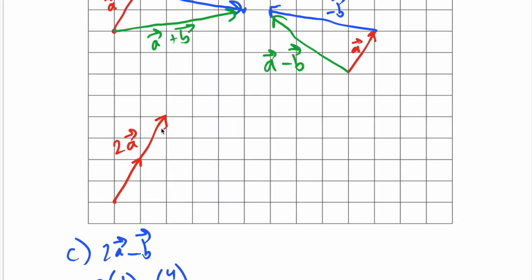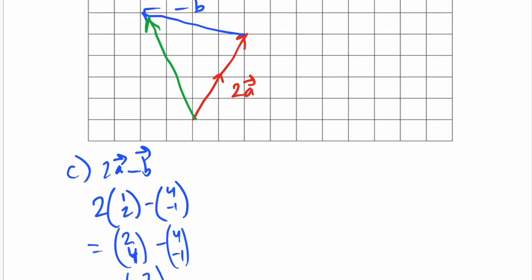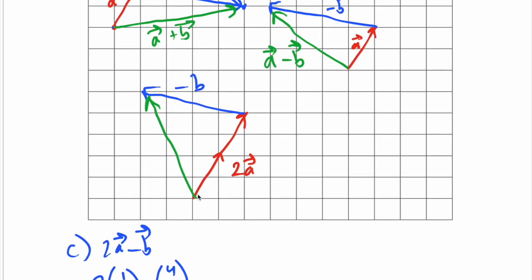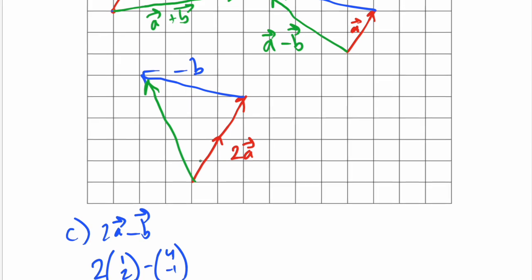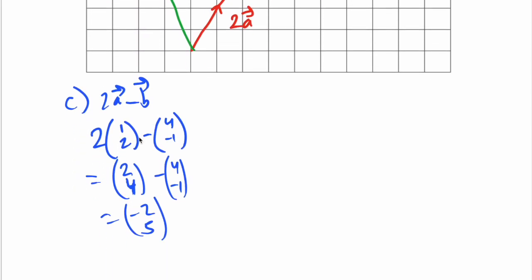Okay, and this is minus B again, and I wish I would have drawn a little bit to the right here. Hang on. This is A, 2A. And that's negative B, so again, we're going this way. The resultant vector is right there. And is that negative 2, 5? Yes, it is. This is negative 2, 5, right? So the graph's going to match just adding and subtracting the components of each vector.